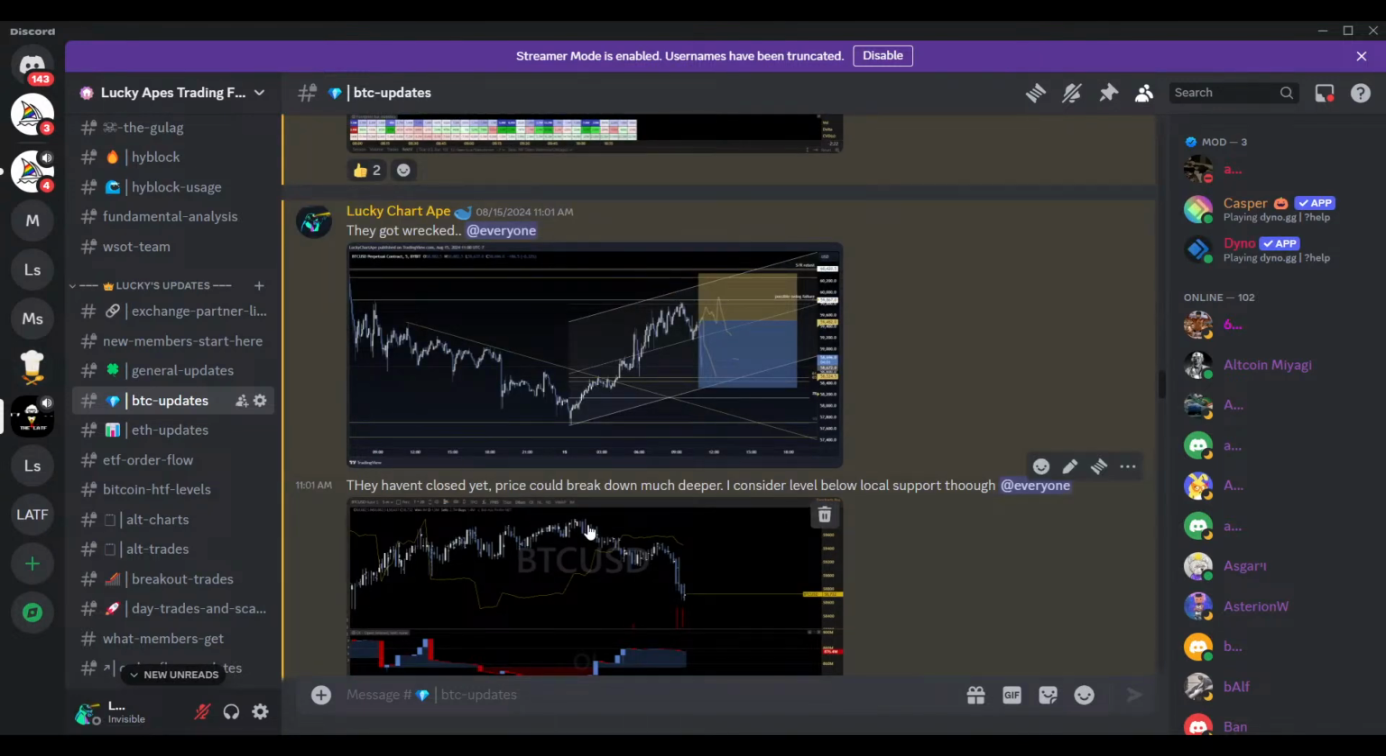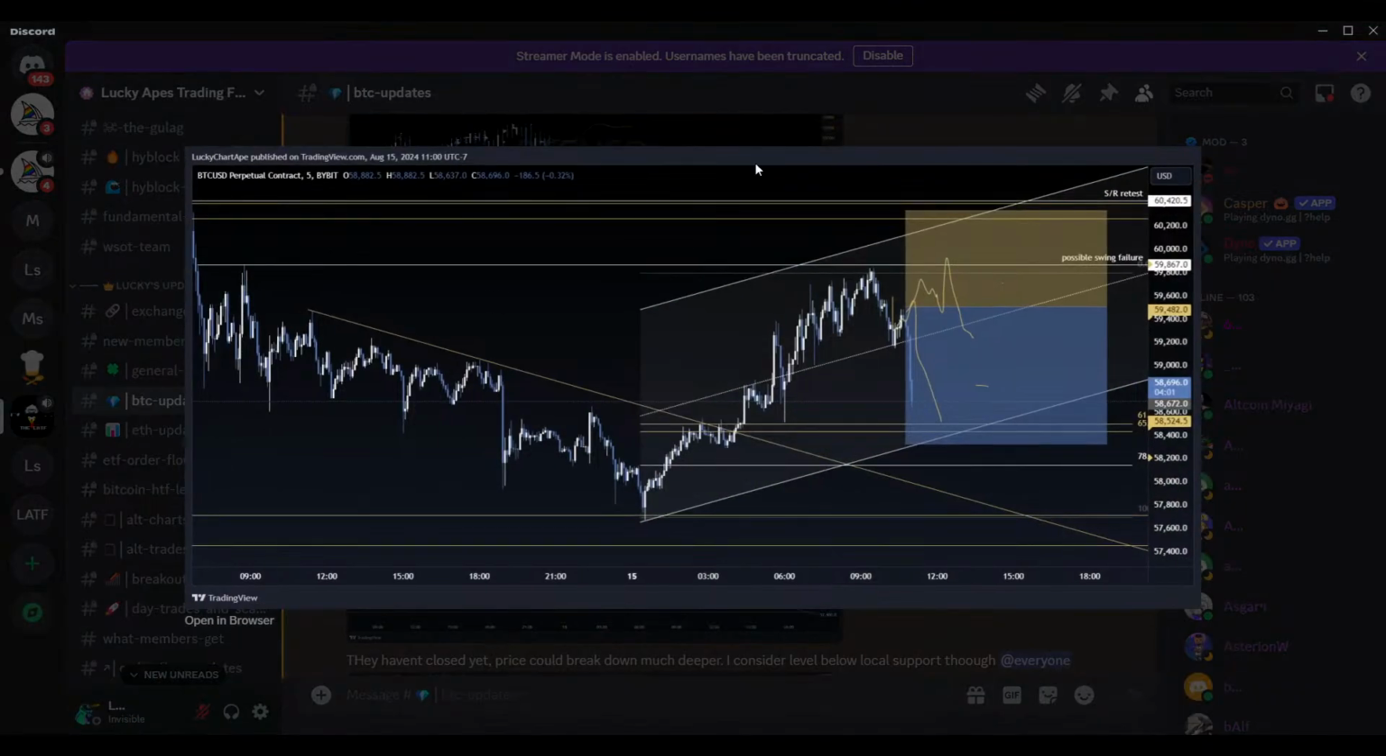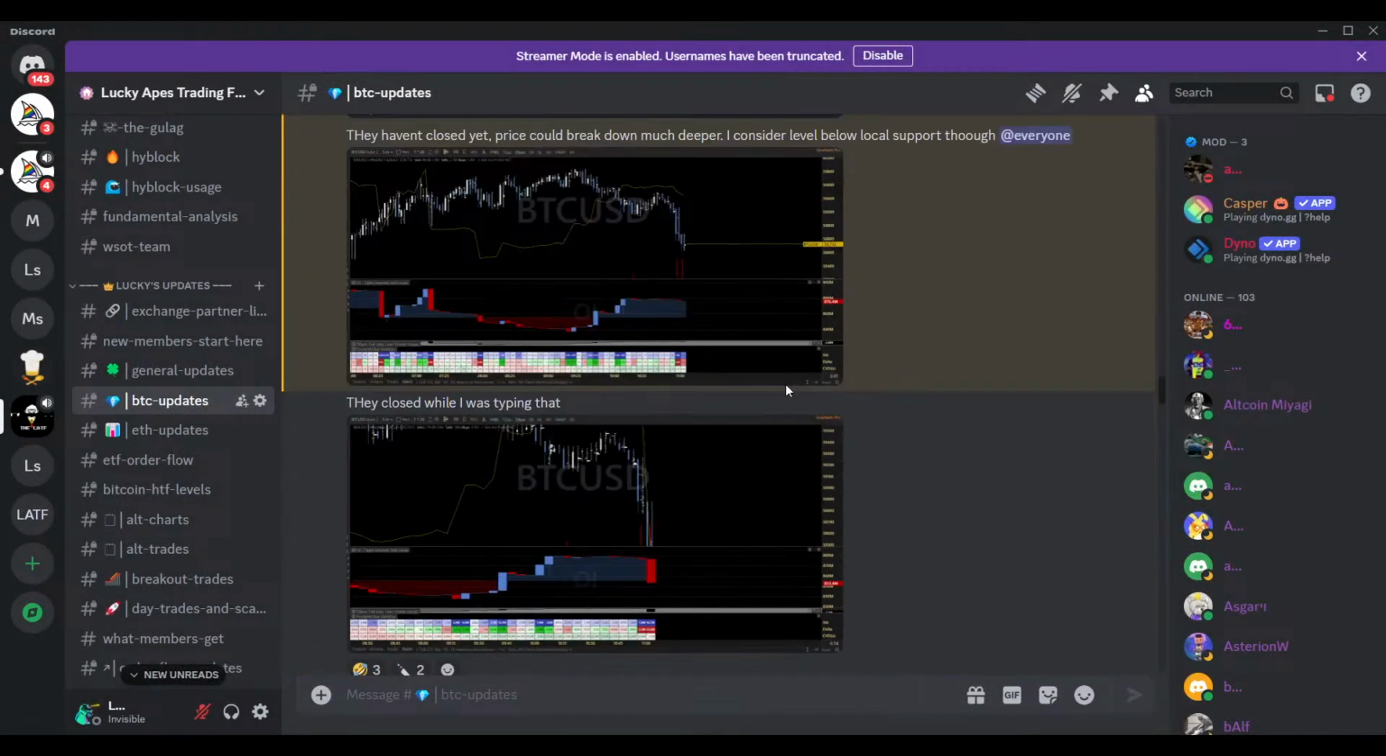to hold. They haven't closed. Price could break down much deeper. I consider level below local support though. First I said they got wrecked. But anyways, these are the types of live market updates, right?